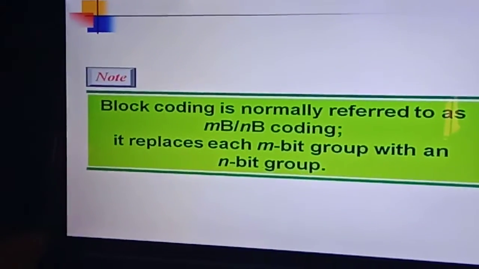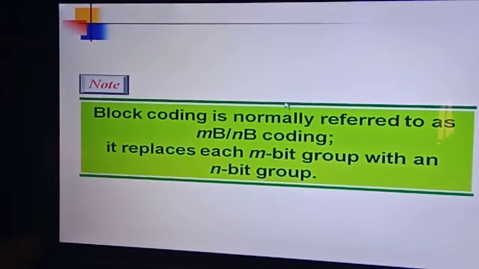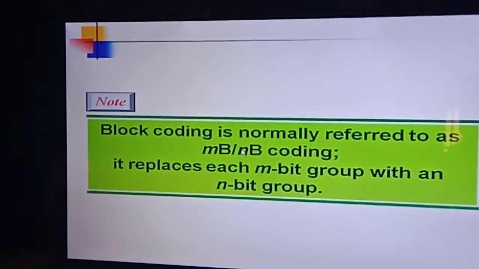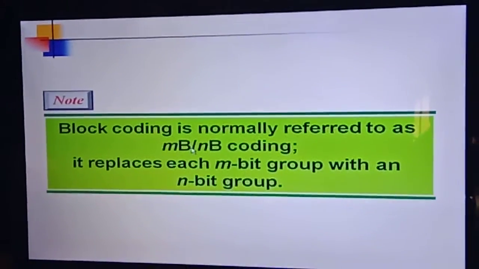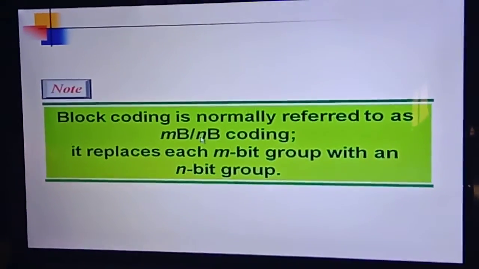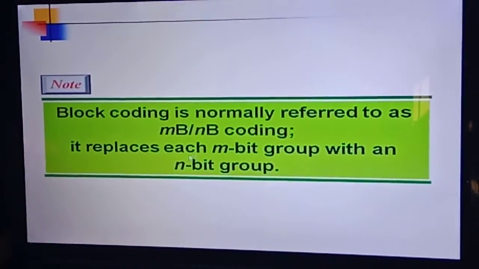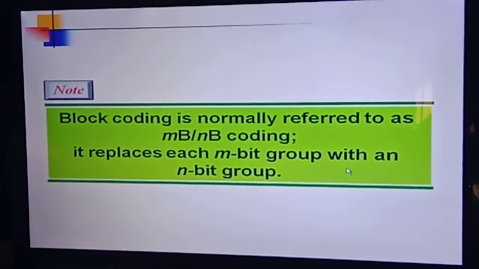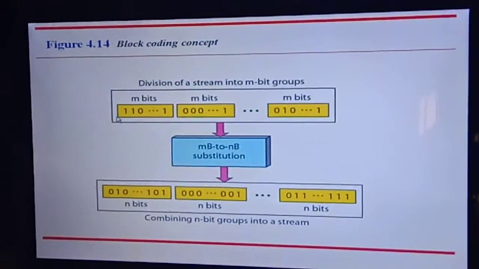Block coding is normally referred to as mB/nB coding, where this is the actual bits and this is the added bits. The m bits are the actual data, and we add extra bits to construct an n-bit stream using block coding. It replaces each m-bit group with an n-bit group. So this is the representation of block coding.